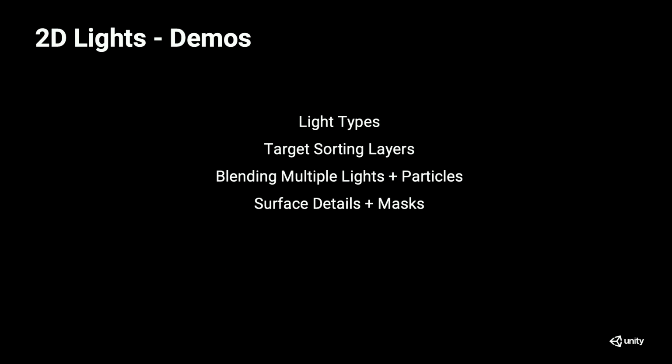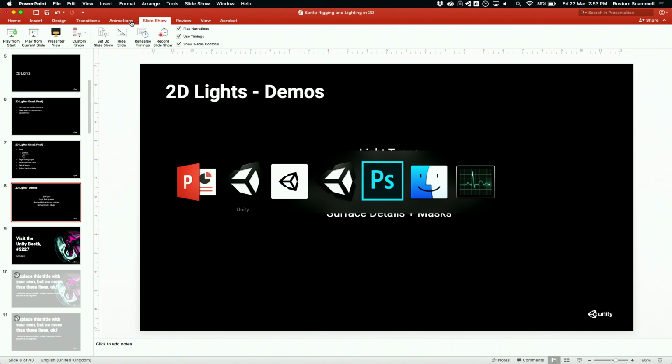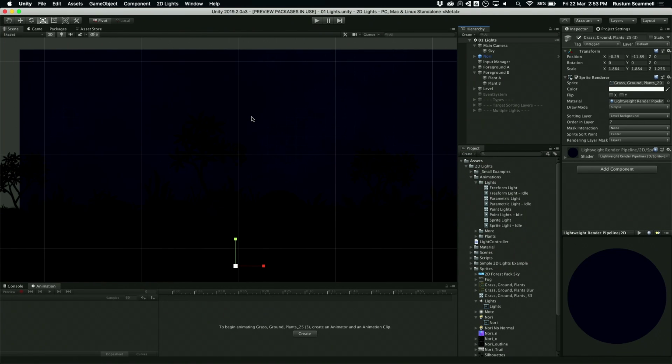Okay, so these are the demos that we're going to take a look at now. All right, let's jump into Unity. Okay, so here we have a scene. As you can see, the lights are working perfectly. No, just joking, no lights yet, completely unlit, right? So what do we want to do? We want to do something to this scene where we add a little bit more mood.